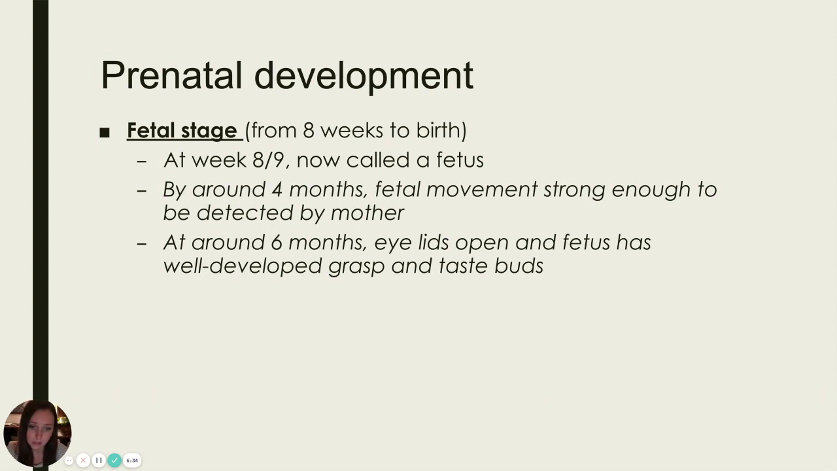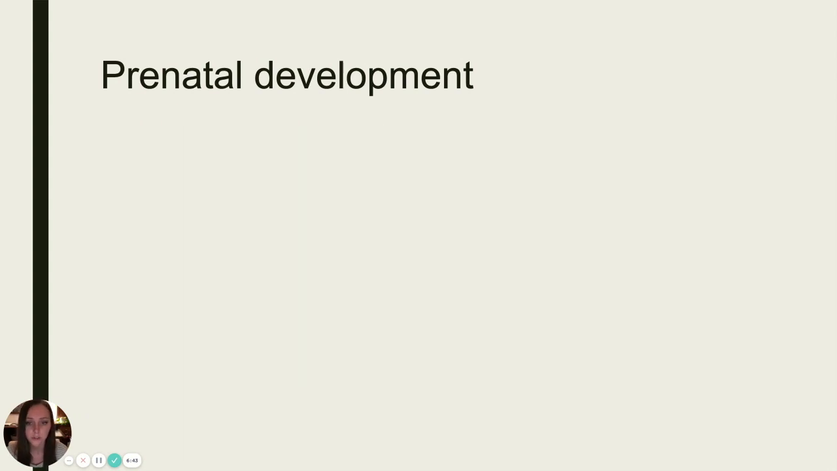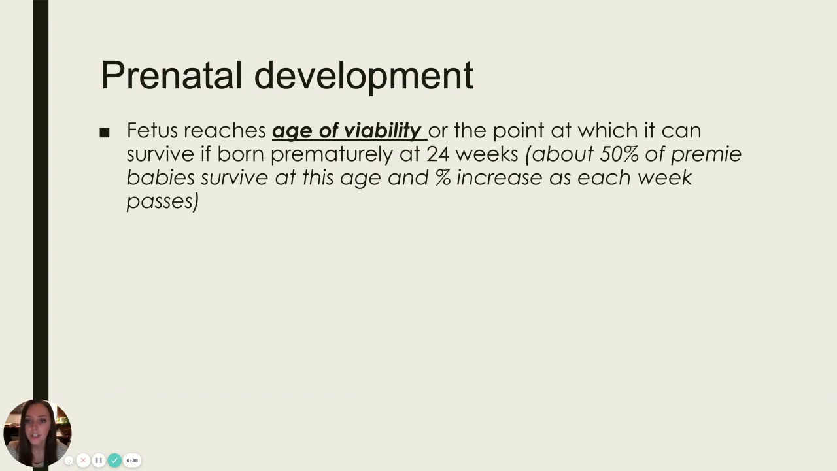Around 6 months, eyelids begin to open. The fetus has well-developed grasp and taste buds. So you can see that a lot of things are developing here. And then the fetus is going to reach the age of viability, or the point in which it can survive if born prematurely. And that's around 24 weeks.